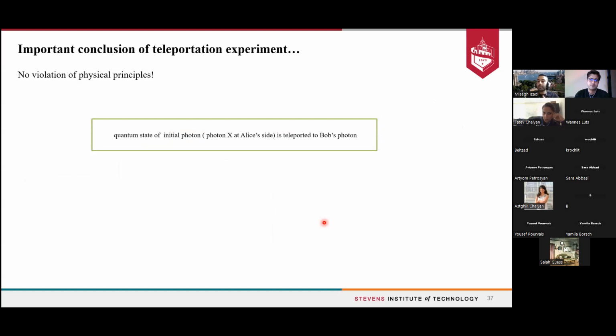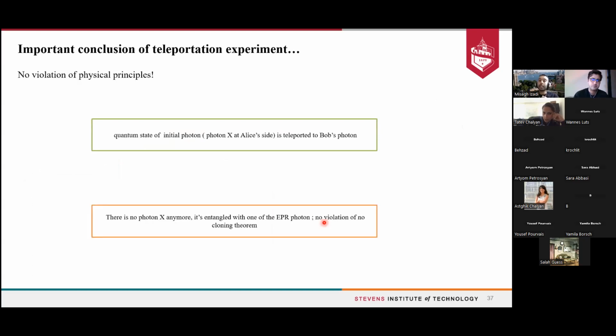And as a conclusion for teleportation experiments, we can say no physical principles have been violated. The quantum state of the initial photon, which Alice wanted to teleport, has been teleported to Bob's photon. Now Bob has the photon, but at the same time, Alice doesn't have the initial state anymore because now she has the entangled pair of photon X and photon 1. That is the reason we say that the no-cloning theorem has not been violated. There is no photon X anymore on Alice's side. Just Bob has this photon X.